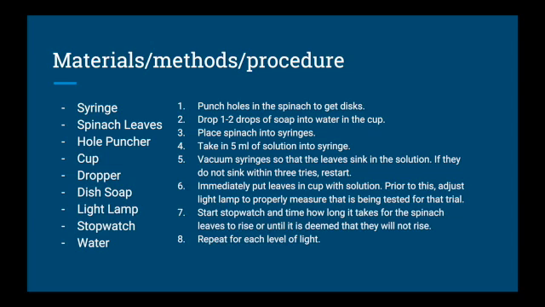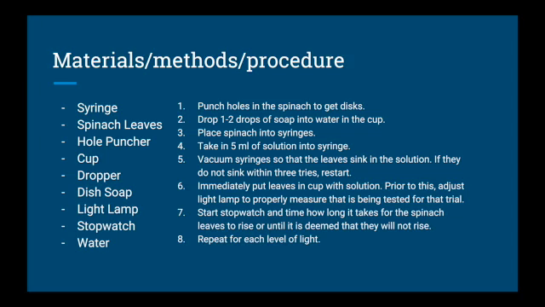Materials, methods, procedure. Materials: syringe, spinach leaves, hole puncher, cup, dropper, dish soap, light lamp, stopwatch, water. Procedure: first step, punch holes in the spinach to get discs. Second step, drop 1 to 2 drops of soap into water in the cup. Third step, place spinach into syringes. Fourth step, take in 5 milliliters of solution into syringe.